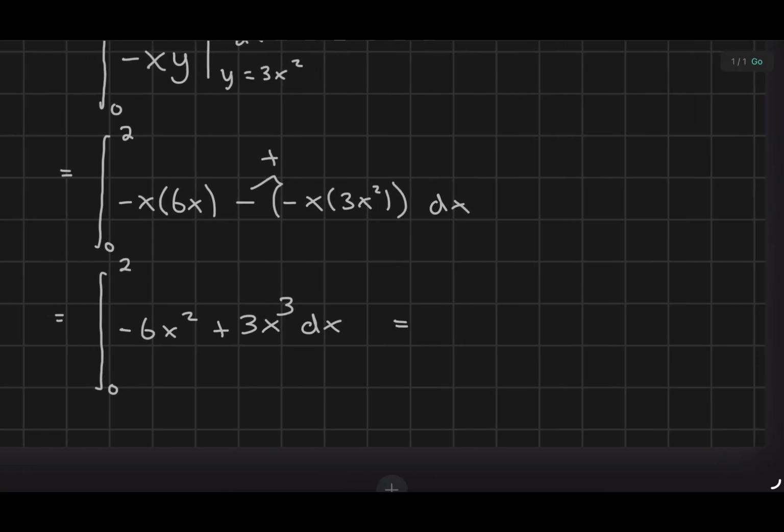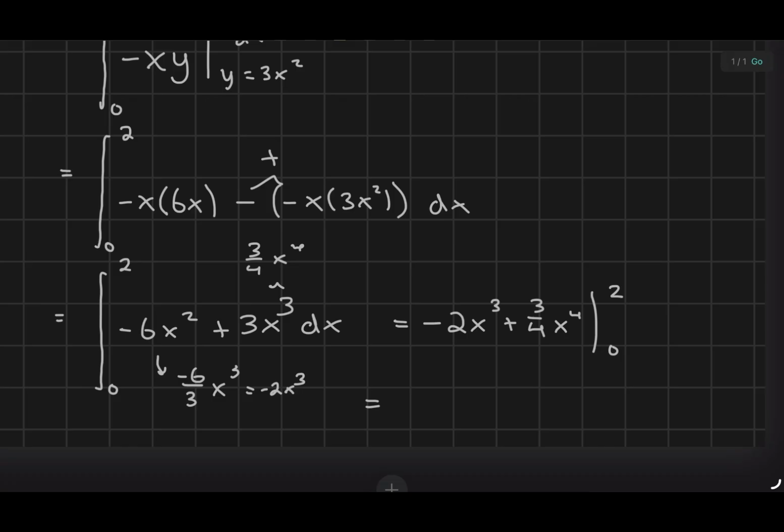This should be a pretty simple integral. For the first term, we're going to have negative 6 over 3x cubed, which is equal to negative 2x cubed. And then here, we're going to have 3/4 x to the 4th. That's not going to simplify any further. So this is going to be negative 2x cubed plus 3/4 x to the 4th, evaluated from x equal to 0 and x equal to 2.